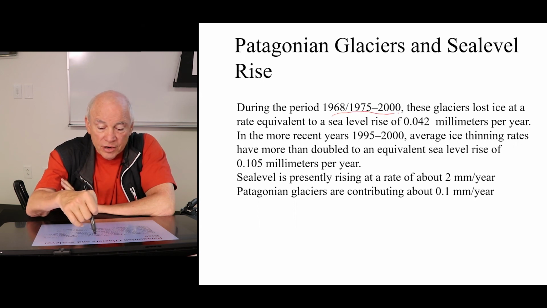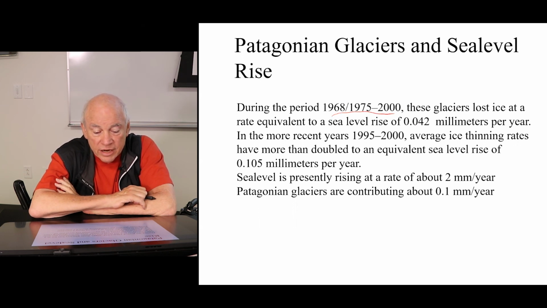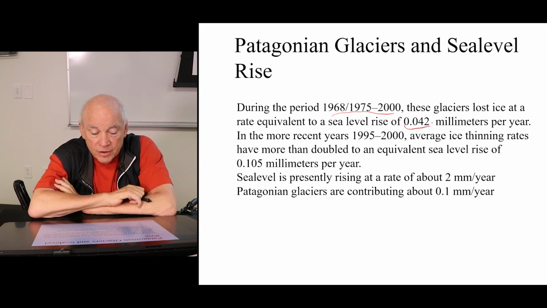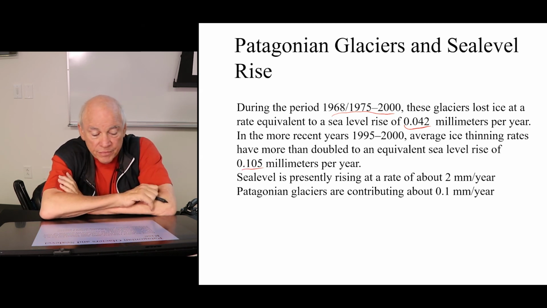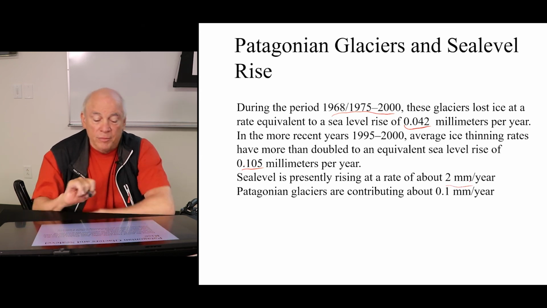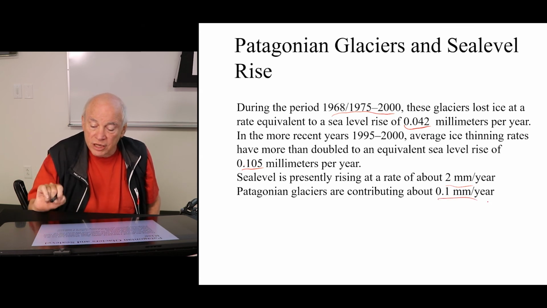During the 30 years up to 2000, these glaciers lost ice at a rate equivalent to a sea level rise of less than 1/10 of a millimeter per year. And that has doubled to about 0.1 millimeters per year. Sea level is presently rising at about 2 millimeters per year, but the Patagonian glacier shrinking is only contributing about 5% of that.